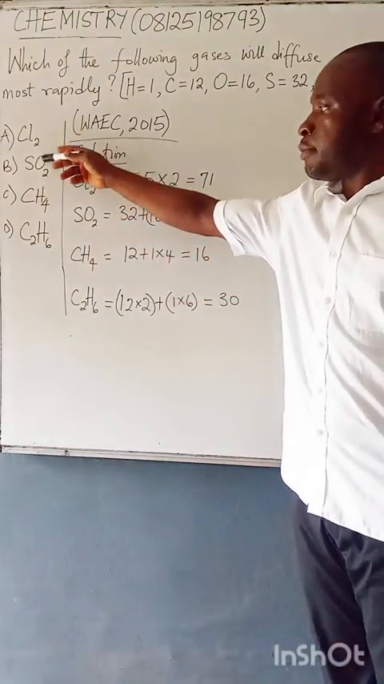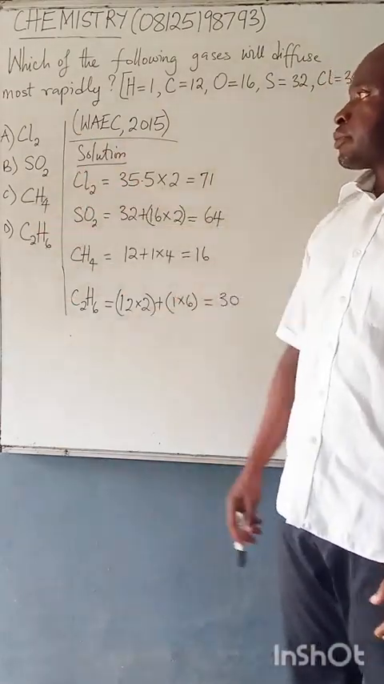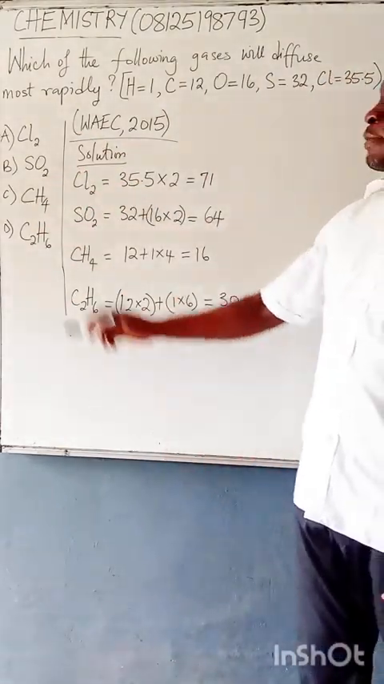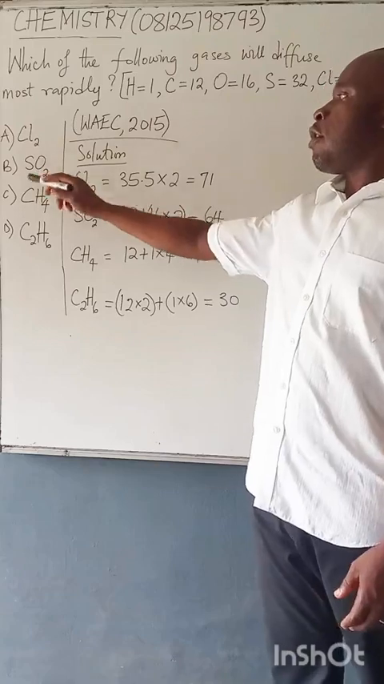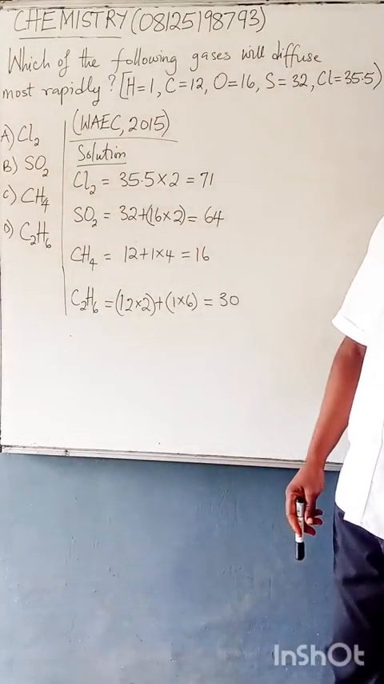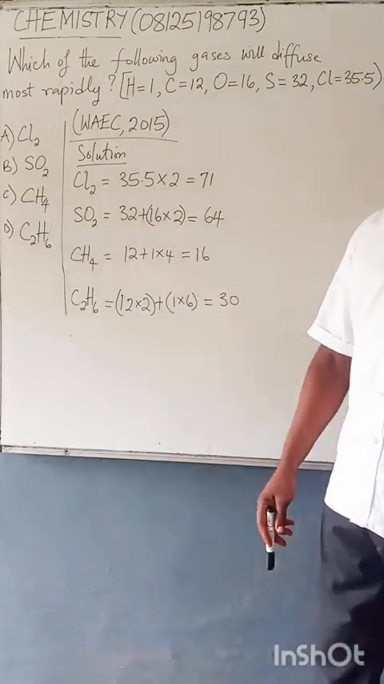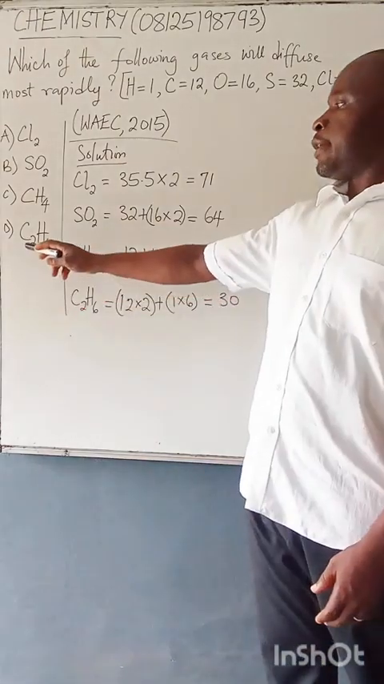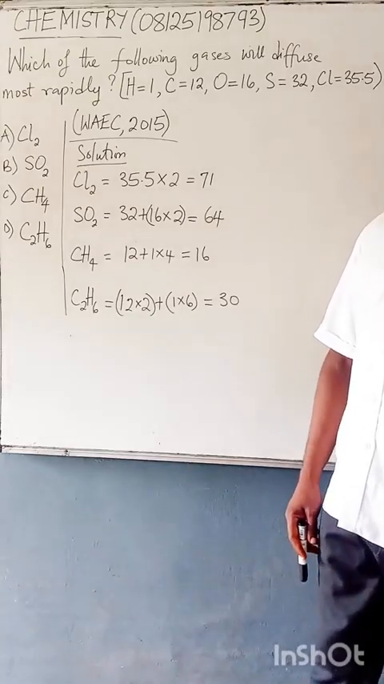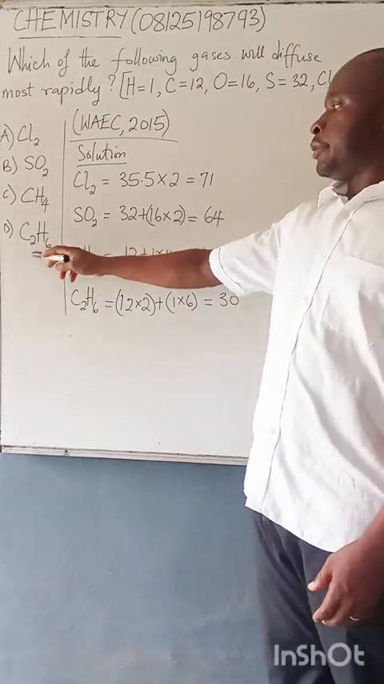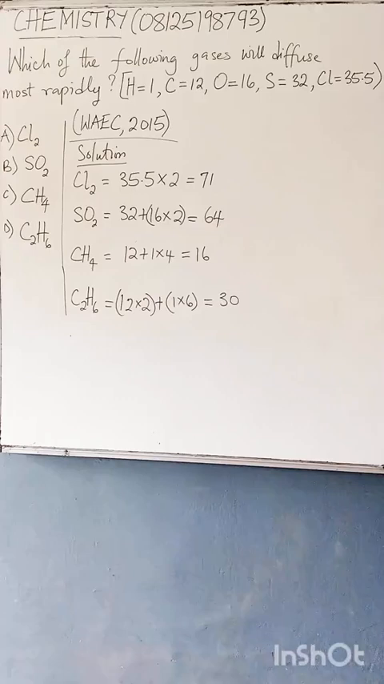All these substances on the board are gases at room temperature. The first one is chlorine gas, Cl2. It's a diatomic gas, made up of 2 atoms of chlorine. The next one is sulfur 4 oxide, SO2. The next one is CH4, that's methane. And then the last one is C2H6, that's ethane. It is an alkane. And we're asked to find out which of them diffuses most rapidly.